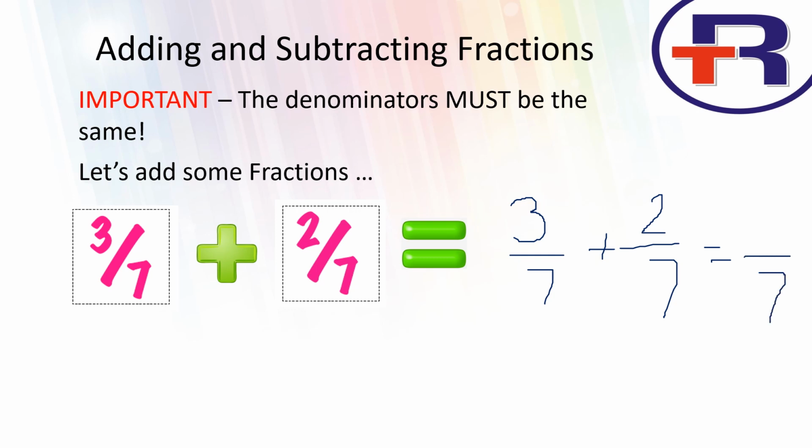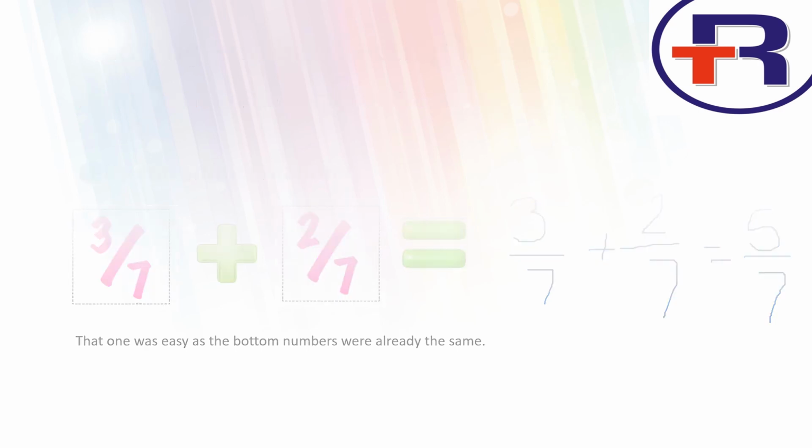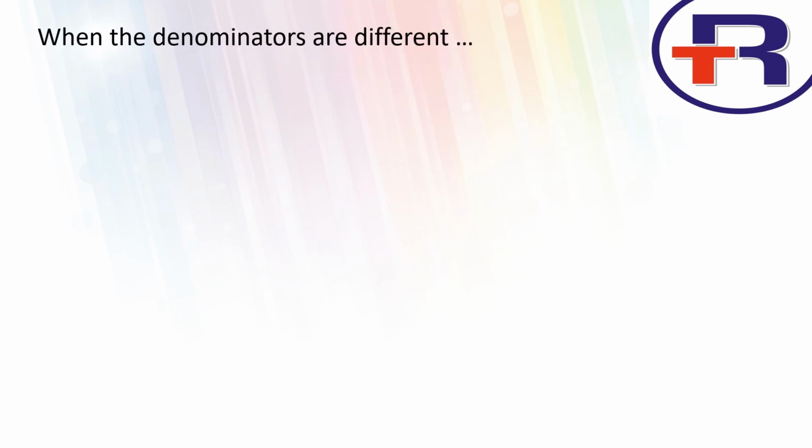Quite simply, all we do then is just add across the top. 3 plus 2 equals 5. So the answer to the question is 5/7. And that was an easy one because the bottom numbers were already the same. What happens if the denominators, or the bottom numbers, are different?